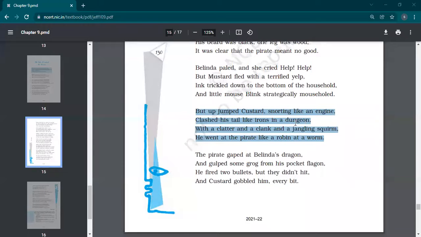Dungeon, this word means underground prison. Clashed means fought. Snorting means make a sudden explosive sound.